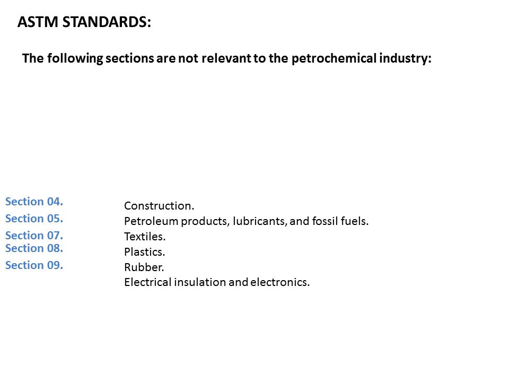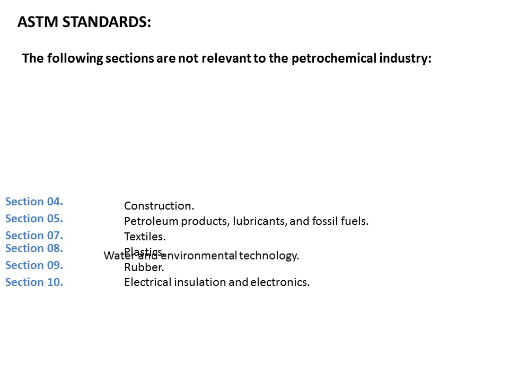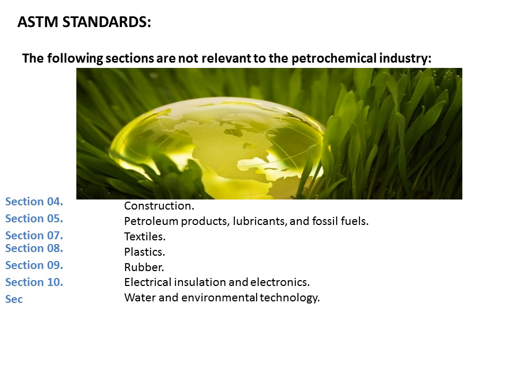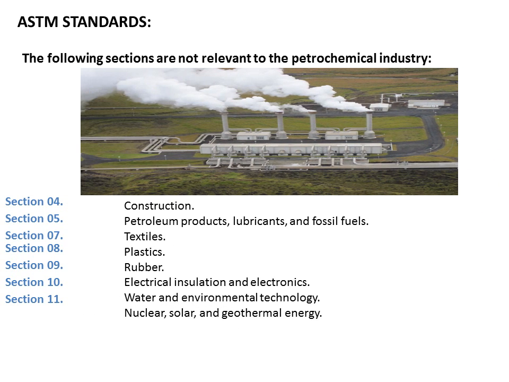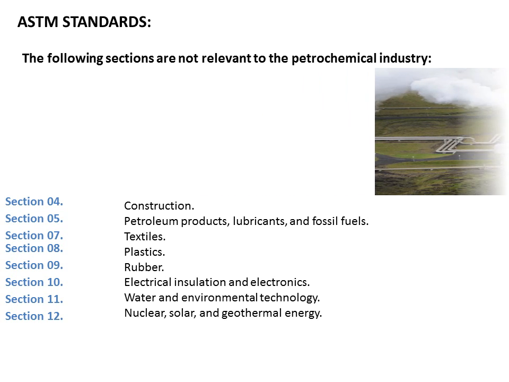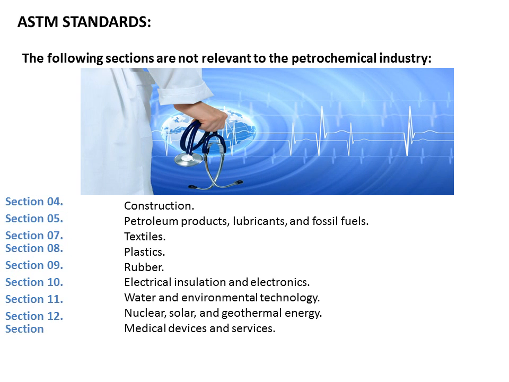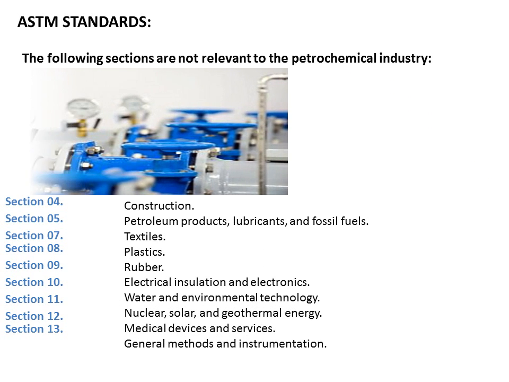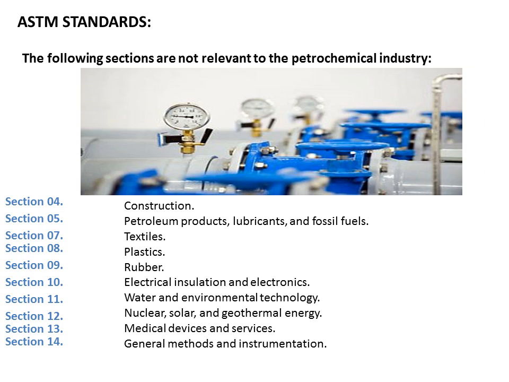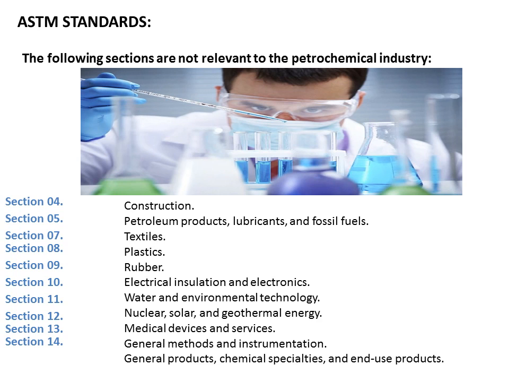We have a section devoted to electrical insulation and electronics, and that is section 10. For water and environmental technology, we have section 11. And for nuclear, solar, and geothermal energy, we have section 12. Section 13 is for medical devices and services. Section 14 covers general methods and instrumentation. And finally, the last section, section 15, contains general products, chemical specialties, and end-use products.